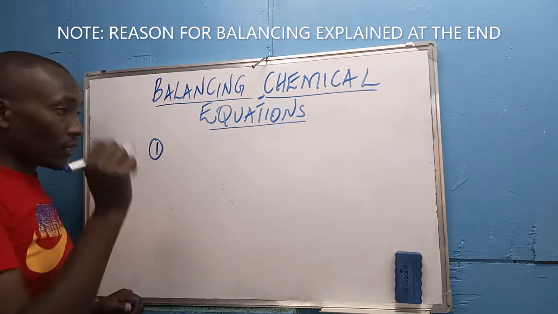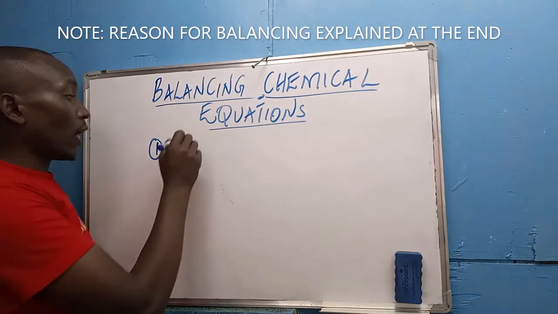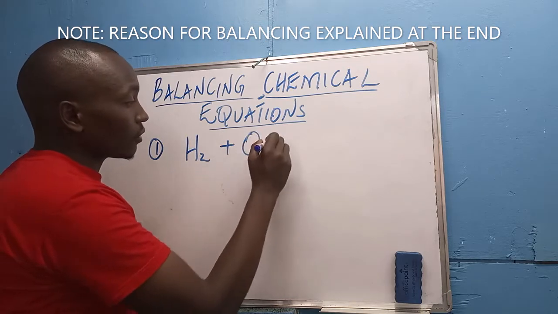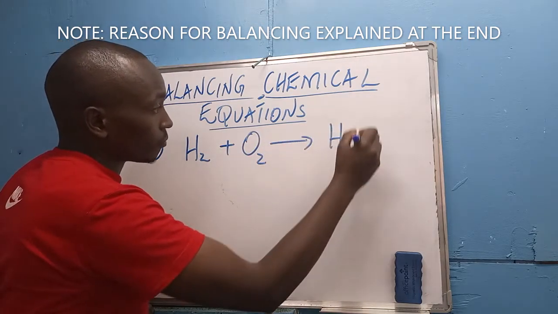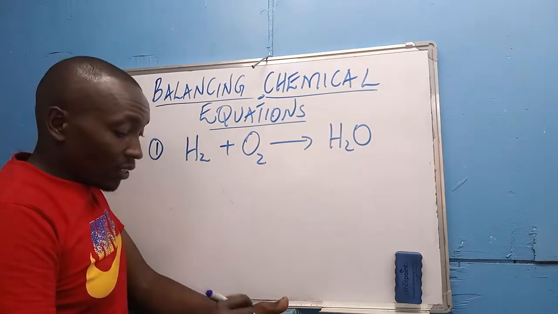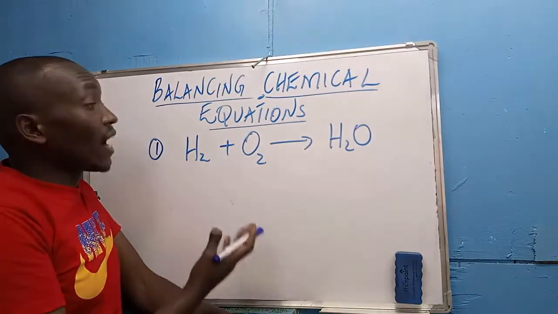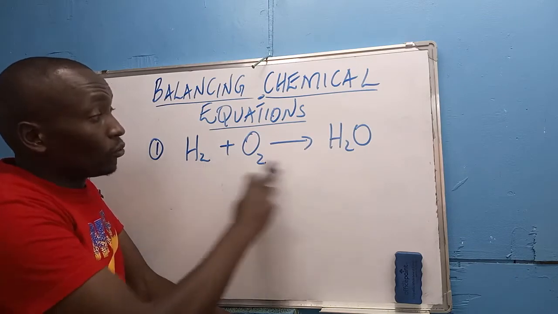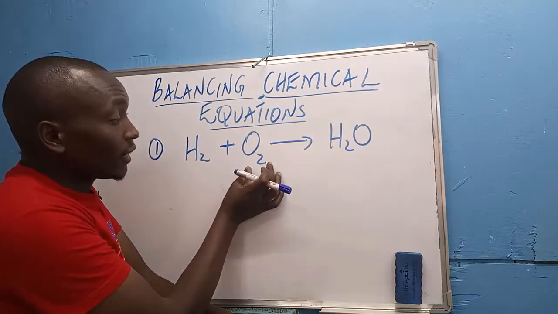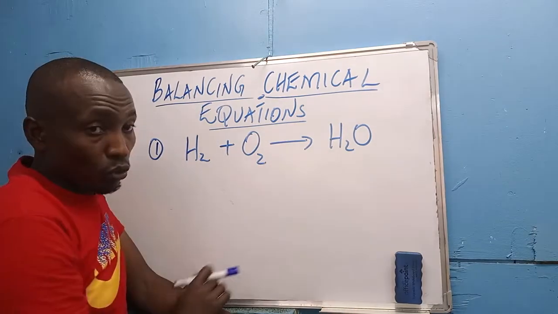For instance, if I have the following: hydrogen burning in oxygen to give me water. That is a chemical equation. Remember, you can just argue aloud. This is a very simple equation. Hydrogen, there are two, so the atoms must be two on the other side. Oxygen here, there are two, so I must see two on the other side.